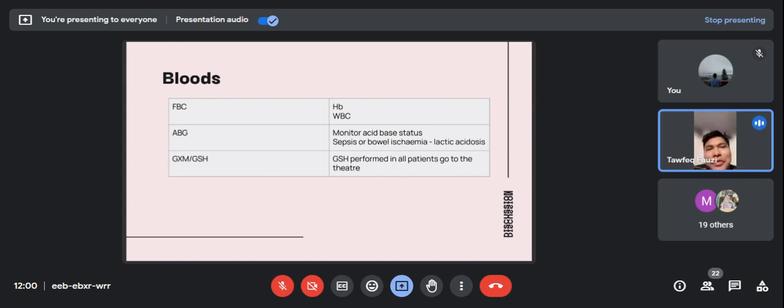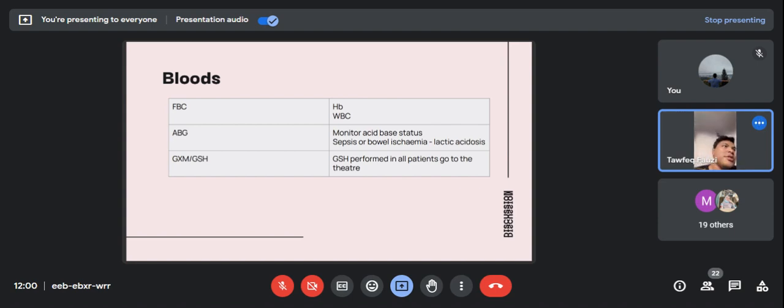Your choice of investigations that you want to order should be based on the working diagnosis or the provisional diagnosis. So this would be based on the history and physical examination of the patient. So first we go into the blood investigations.